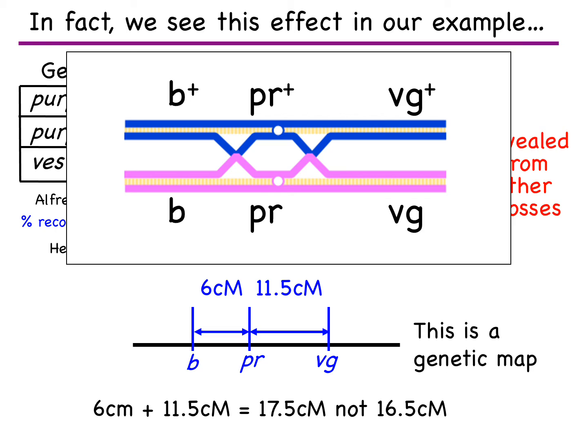So with genes that are very close together, you're much more likely to detect all the recombination events, or you'll certainly see more of them at the very least. And it's for this reason that if we add together the recombination frequencies between black and purple and between purple and vestigial, the number ends up bigger than the number you see if you measure the recombination between black and vestigial directly.